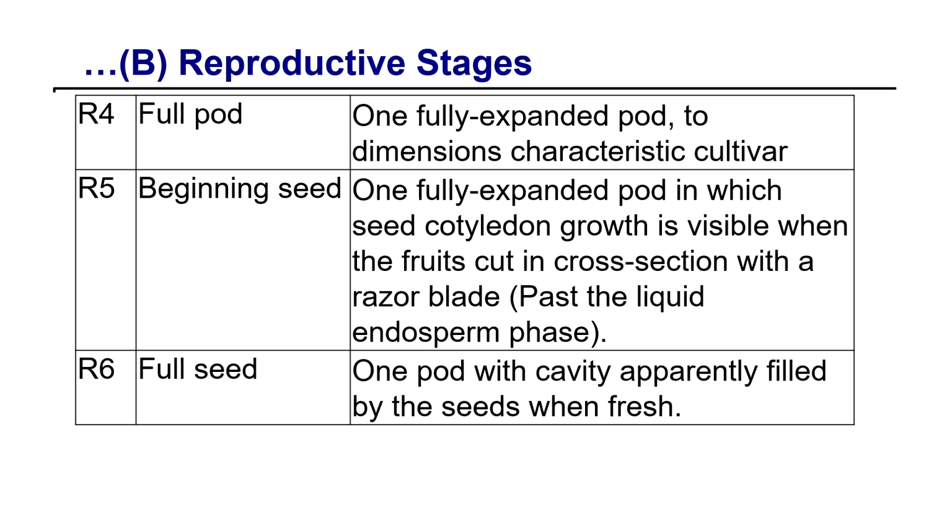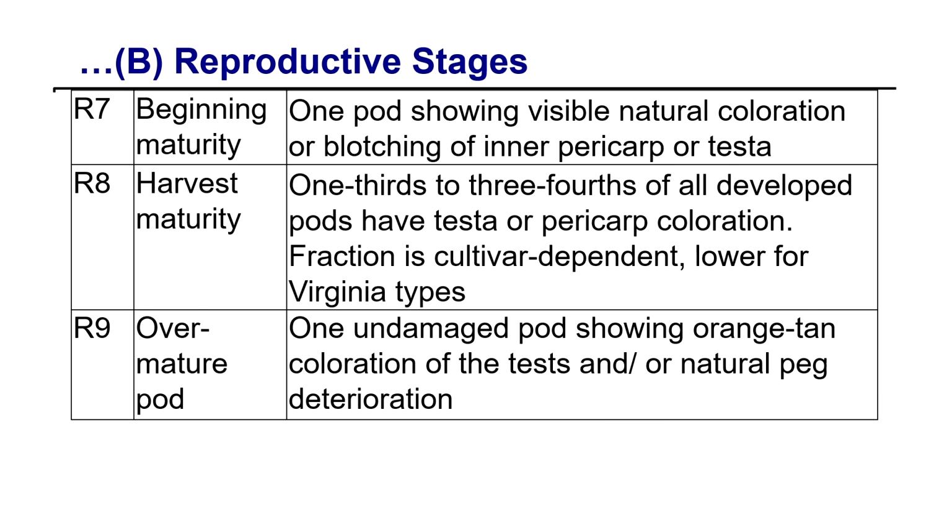Next is R4. Full pod here means development of the pod. So 1 fully expanded pod, with dimensions characteristic of the cultivar. Then R5 is beginning of the seed, 1 fully expanded pod in which seed cotyledon growth is visible when the fruit is cut in cross section with a razor blade, passed at the liquid endosperm phase. Then R6 is the full seed stage, 1 pod with the cavity apparently filled by the seeds when fresh. Then R7 is beginning maturity, 1 pod showing visible natural coloration or blotching of the inner pericarp or testa. Then harvest maturity. At harvest maturity, you can see 1/3 to 3/4 of all the developed pods have testa or pericarp coloration.